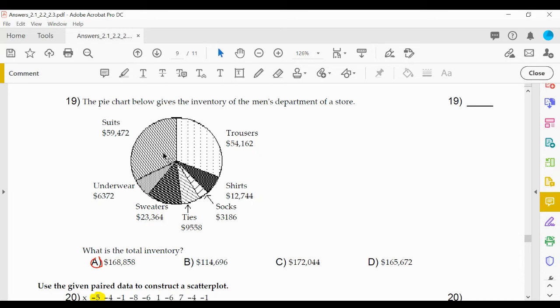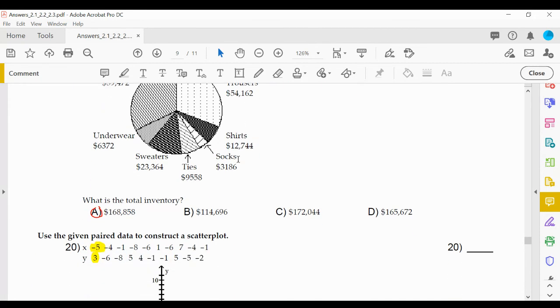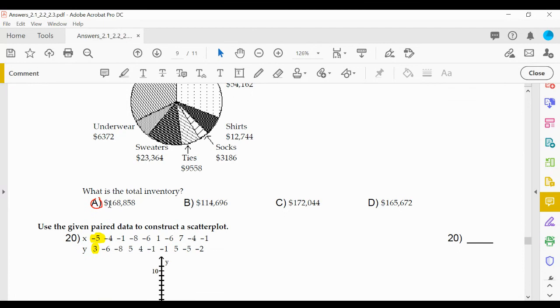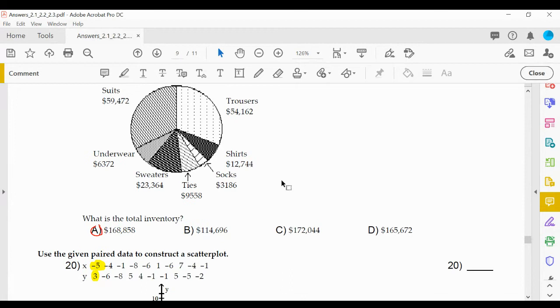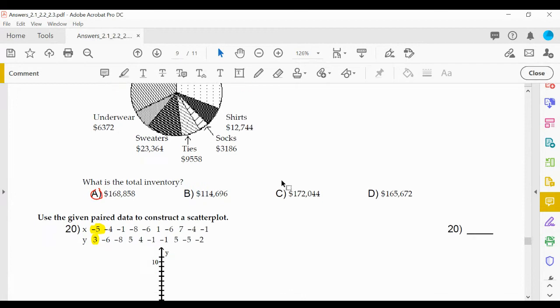Inventory, what's the total inventory? What you had to do is take the number of inventory for suits, underwear, sweaters, ties, socks, shirts, and trousers, add those all up. You would have gotten 168,858. Just a matter of adding those 2, 4, 6, 7 numbers.